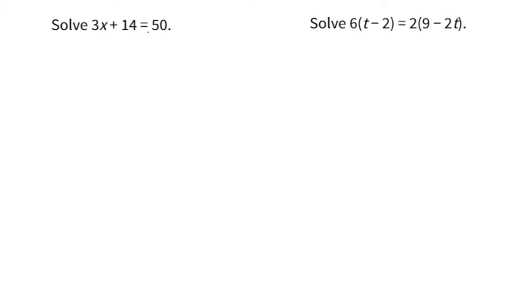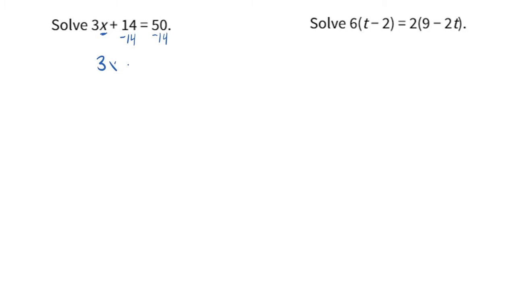3x plus 14 equals 50. Our goal is to figure out, well, what could we plug in for x here to make this true, right? And so common strategy, we say we want to isolate the variable. We want to get x by itself. And so let's go through some operations. First, let's subtract 14 from both sides.